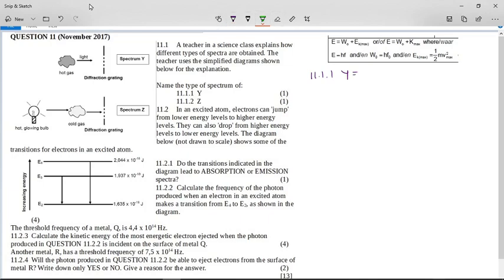So if we have a look at Y here, we've got a hot gas, and then light is actually coming out of the hot gas and going through a diffraction grating, and then we are going to see a spectrum. So this hot gas is actually emitting light, so this has to be an emission spectrum, okay? And because it's gone through the grating, you will see lines, so it's like a line emission spectrum.